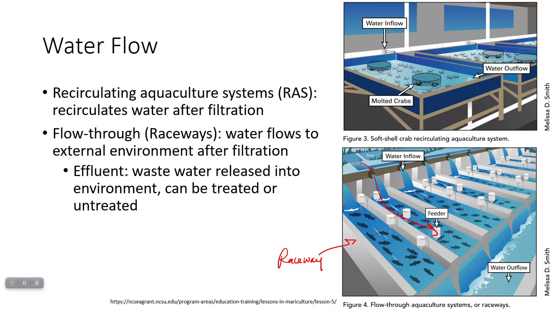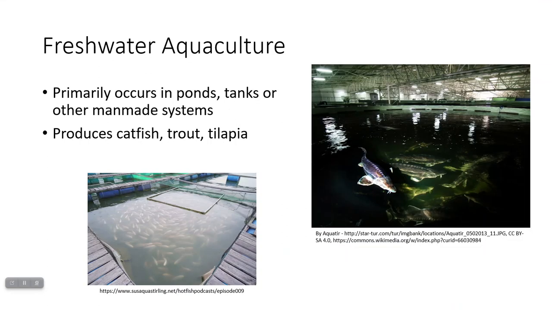The difference is you can have recirculating systems where you filter and then reuse the water, so you don't need a constant source of water coming in. If you have something that's flow through, then you're going to need a constant source of water coming in. And then you're also going to release something called effluent, which is the wastewater. If you don't treat it properly to remove excess nutrients or antibiotics or pesticides or anything that's used, then that can become a major pollutant in the environment.